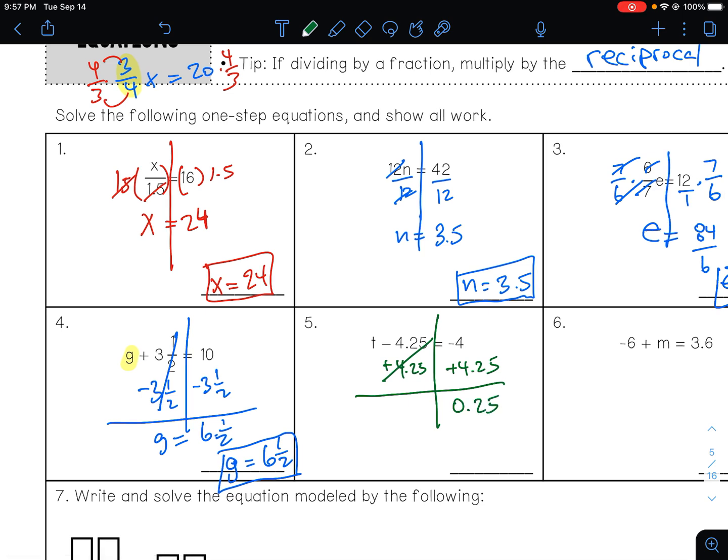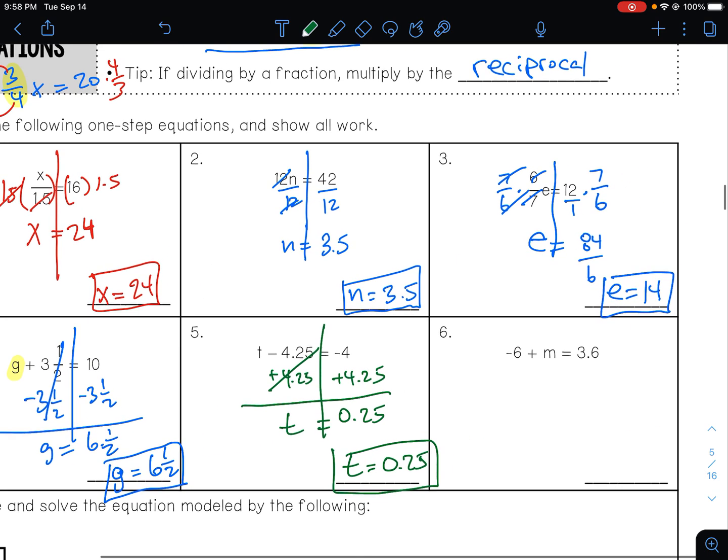0.25. Because when we have opposite signs, plus and minus, what we need to do is subtract and take the sign of the bigger number. Which one's bigger, the negative 4 or the positive 4.25? Well, the positive 4.25 is bigger, so our answer ends up being positive. It's positive 0.25. And so t equals 0.25.